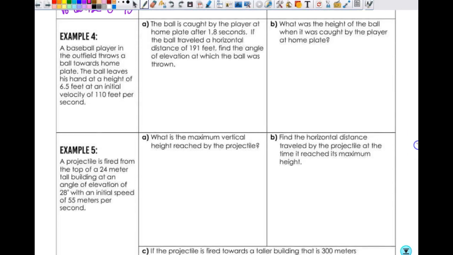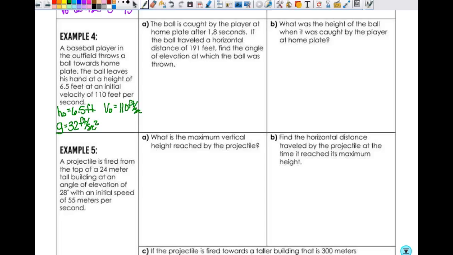Alrighty, number 4. The ball is caught by the player at home plate after 1.8 seconds. Oh, I should probably read the question first. A baseball player in the outfield throws a ball towards home plate. The ball leaves his hand at a height of 6.5 feet. Okay, so that's h sub 0 equals 6.5 feet. An initial velocity, v sub 0, equals 110 feet per second. That means my gravitational constant is, since it's in feet, going to be 32 feet per second squared.